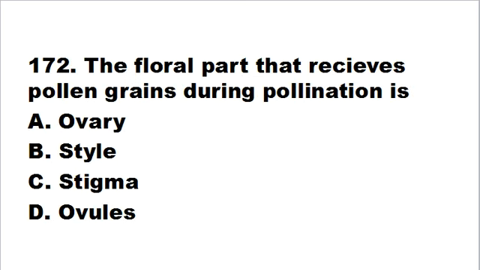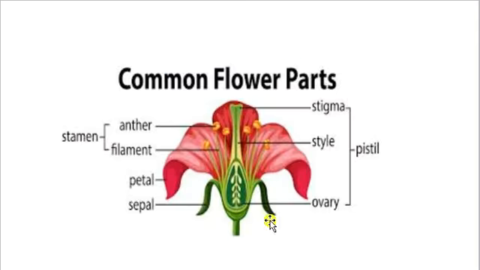The floral part that receives pollen grains during pollination is ovary, style, stigma, ovule. Here its correct answer would be C. That means stigma is the floral part that receives pollen grain during pollination. So here you can see this is the flower and this is the upper part, the stigma, where the pollen grains are received, and it is sticky in nature. So it is the stigma that receives the pollen grain of the other flower.